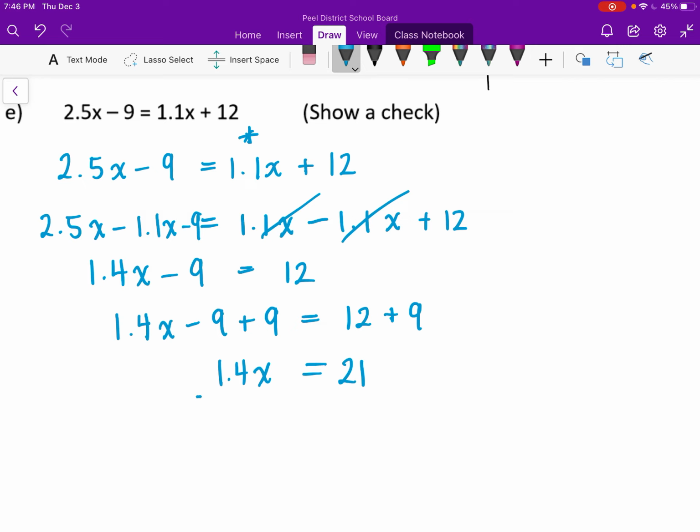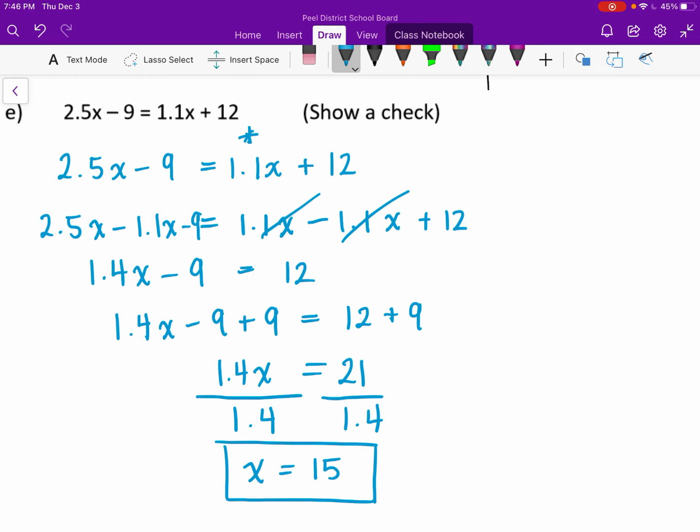So what I'm going to do is the opposite. I'm going to divide by 1.4. And I'm going to do the same thing over here. I'm going to do 21 divided by 1.4. 21 divided by 1.4, and x is equal to 15. So you're doing the same thing.